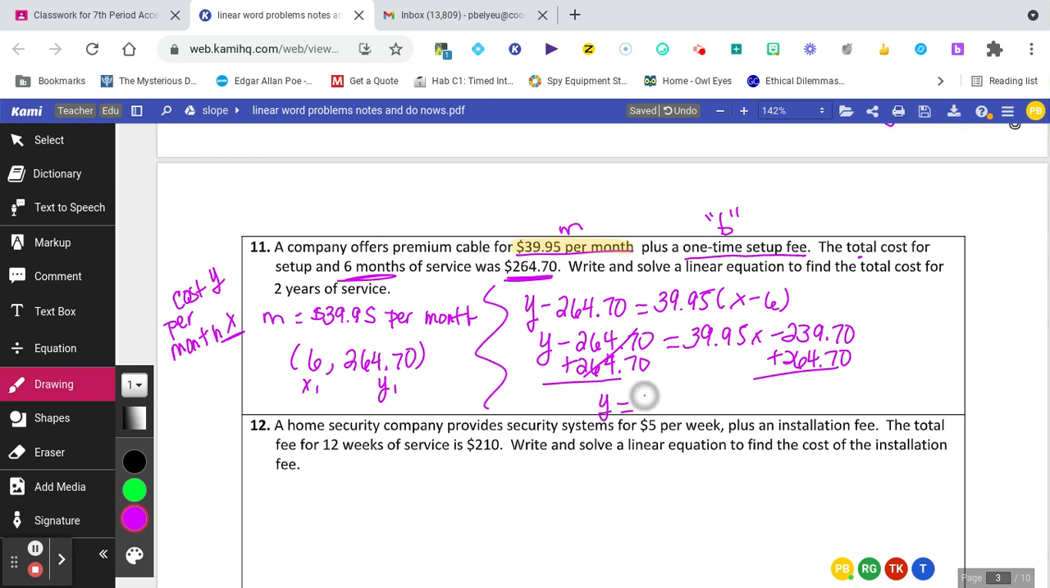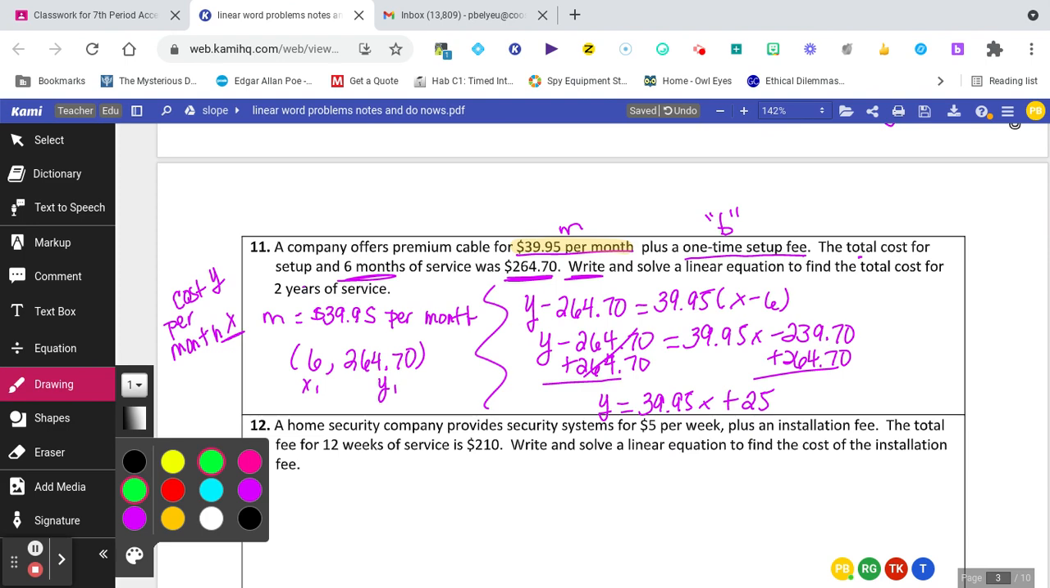So y is going to equal $39.95x, and over here, it's going to equal just 25 plus 25. Okay, but now let's see what they're asking for. So we've written the equation, but then it says to go on and solve it for the total cost for a service for 2 years.